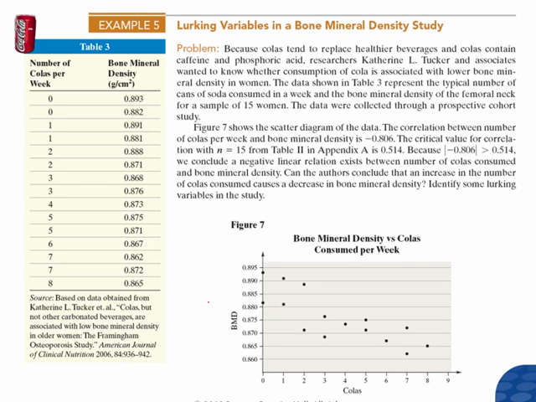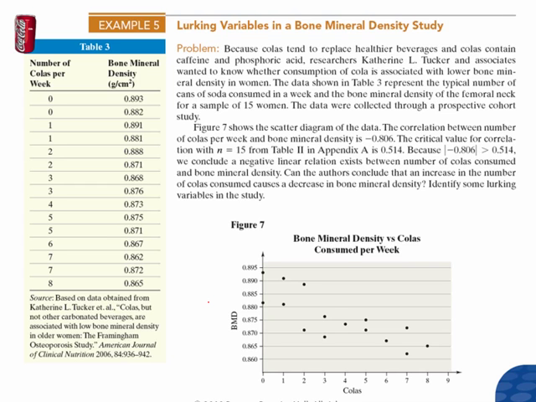This is example 5 from the textbook. I'll read this scenario to you. Because colas tend to replace healthier beverages and colas contain caffeine and phosphoric acid, researchers Catherine Tucker and associates wanted to know whether consumption of cola is associated with lower bone mineral density in women. So the data that you see there in table 3 represent the typical number of cans of soda consumed in a week and the bone mineral density in the neck region for a sample of 15 women.